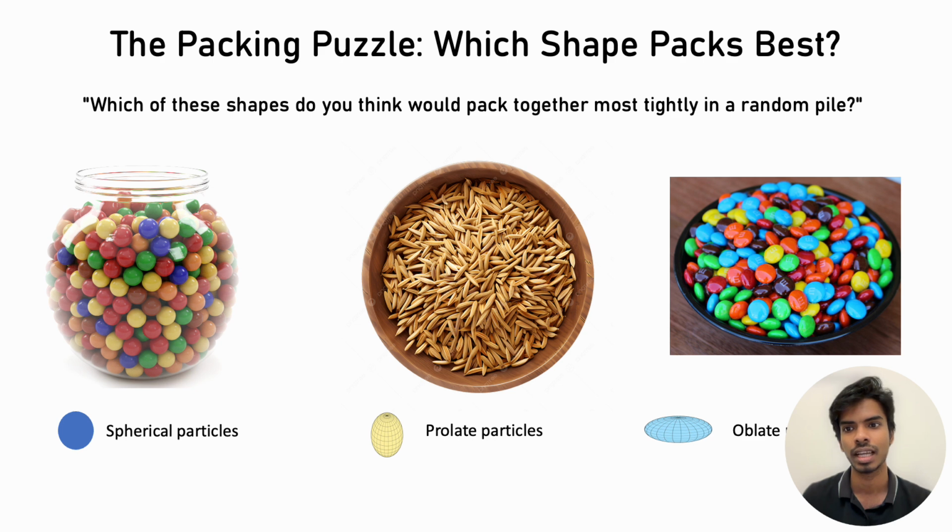Proceeding with that, let me ask you a few questions. You are seeing three different shapes here: spherical, prolate, and oblate. Of these three shapes, which do you think is the best fit when you are trying to pack it randomly? You see the spherical particles arranged in some random manner, and the prolate particles and the oblate particles. Which shape may have the best packing?